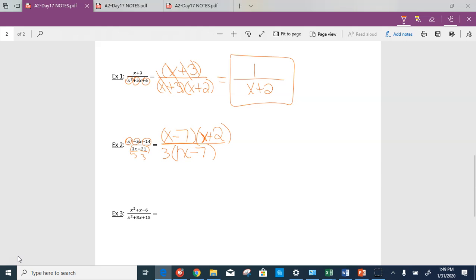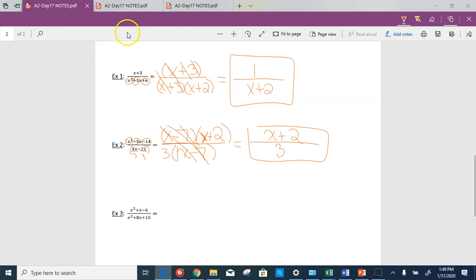Now I'll take out any common factors, and I have the x minus 7 in the numerator and denominator. So in my numerator, I'm left with just x plus 2. And in the denominator, I just have that positive 3 that I factored out. And that's my answer. It's pretty easy, pretty basic.